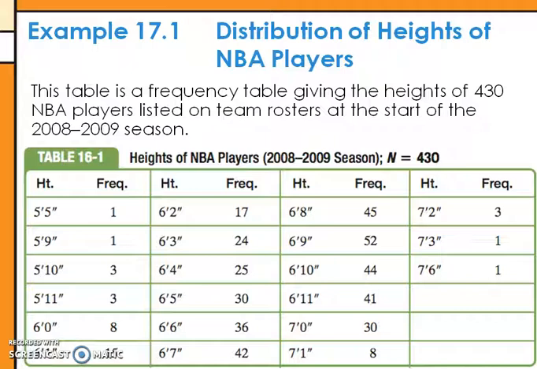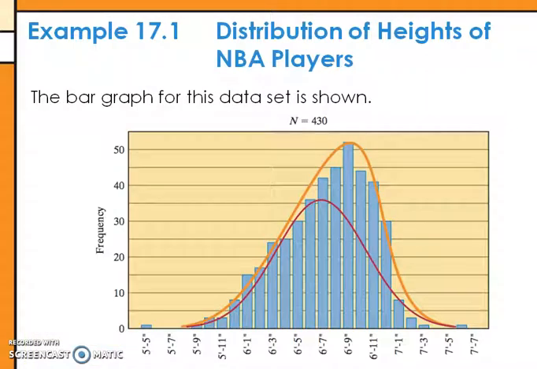So here they have a table where they show different heights of NBA players and how often those heights show up. We notice that it looks like 6'6", 6'7", 6'8", and 6'9" are the most commonly listed heights. And if we put a bar graph of this frequency table, it would look something like this.